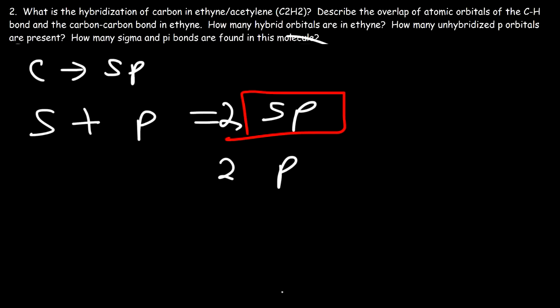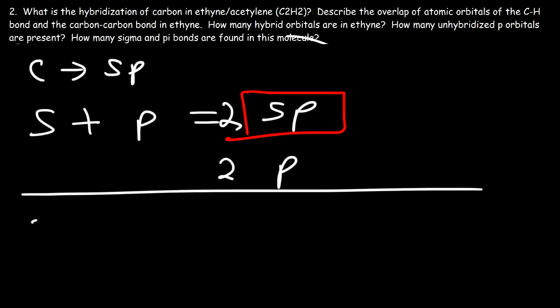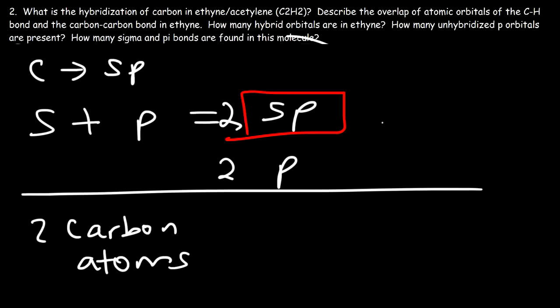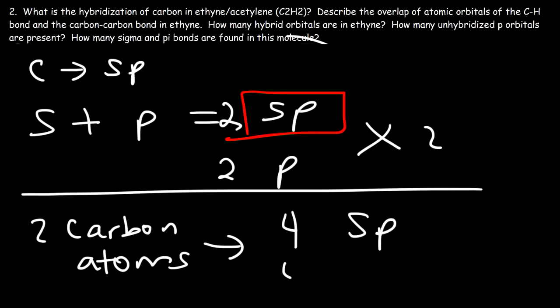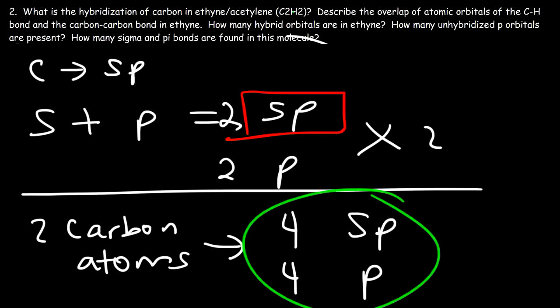So since there's 2 carbon atoms in ethine, we need to multiply these numbers by 2. So we're going to have a total of 4 hybrid sp orbitals and 4 unhybridized p orbitals. So this is the answer to those 2 questions.